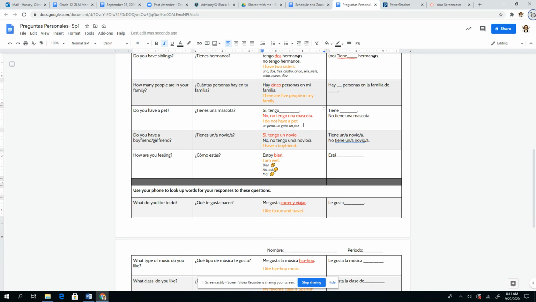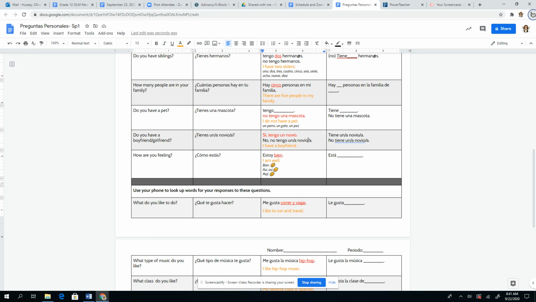This next question is similar to the one about brothers and sisters because, again, it's asking you if you have a pet. Instead of answering yes or no, you're just going to answer the sentence as, I do have a pet or I don't have a pet. I don't have a pet, so I would say, no tengo una mascota. If you have a pet and you want to specify what kind of pet you have, you could say, tengo un perro, tengo un gato, or tengo un pez. Pez is a fish, by the way.